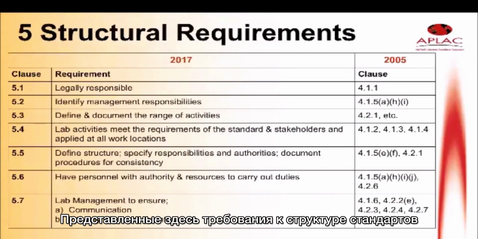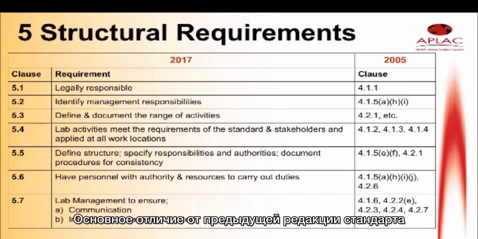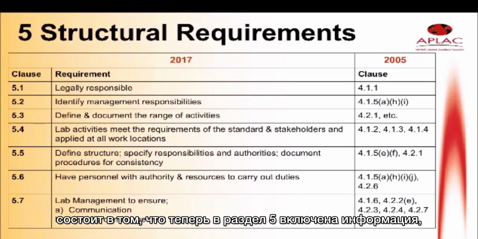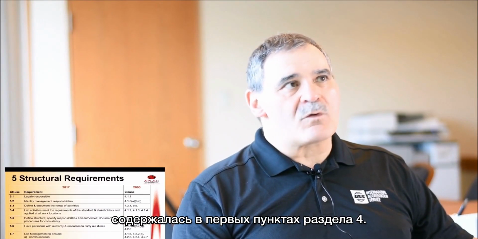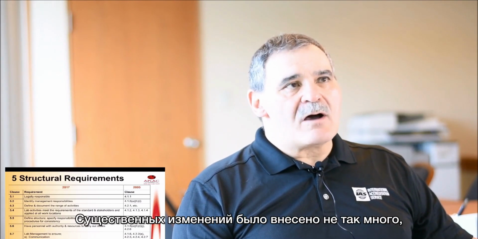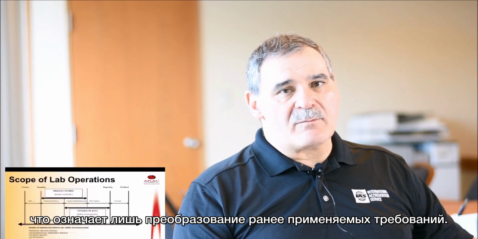The structural requirements of the standard are given here. They are in Clause 5. The biggest difference from Clause 5 to the previous version of the standard is that Clause 5 now amalgamates information that was given in the first parts of Clause 4 of the previous version. There are not many real changes, and all it really is, is a reorganization of the same requirements.